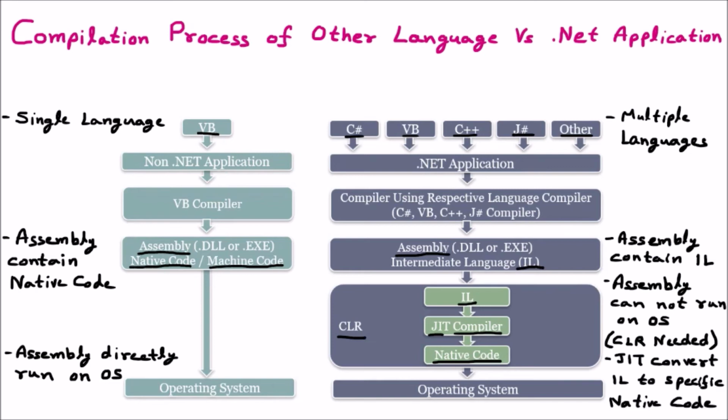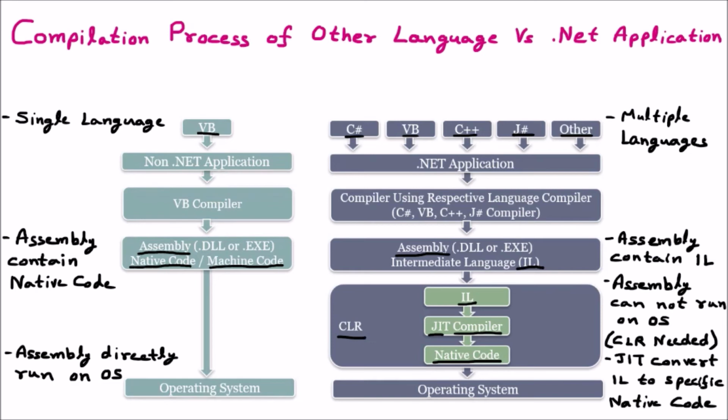What is the meaning of this specific native code? With the help of this JIT compiler, if you want this application to be saved as per a specific operating system, then we can save it. That's why, as per the specific application, we can save it. So that's why the word used is specific native code.